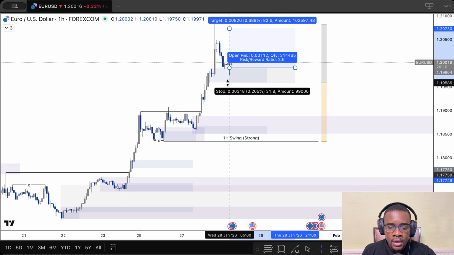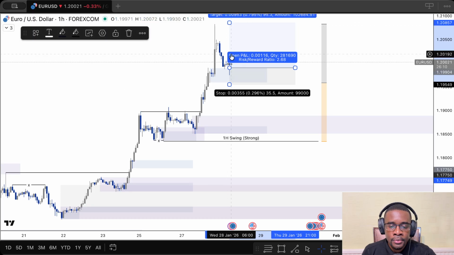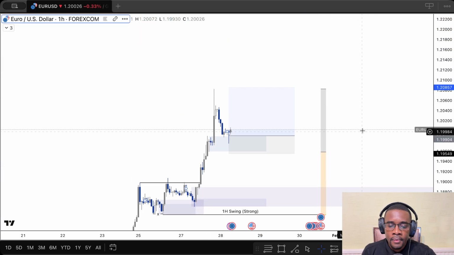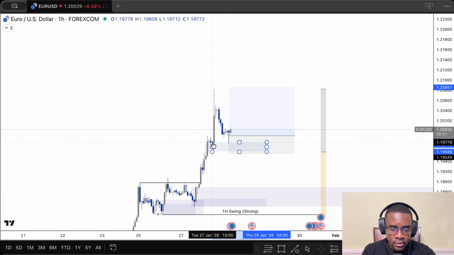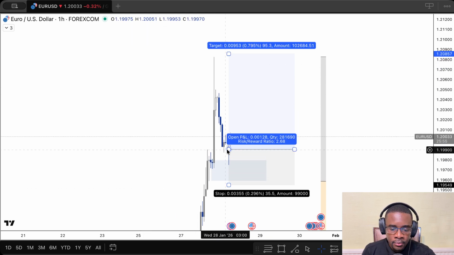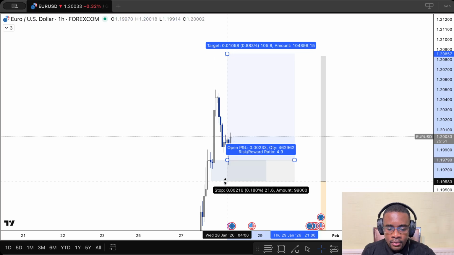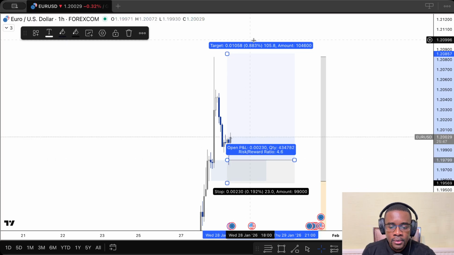Let's see, that's a long way as well. 32 pips, and that's a big zone. Of course, I could just cover the last candle going up. Alright, as you can see, price did come in to mitigate that. So that would be, say, 23 pips.